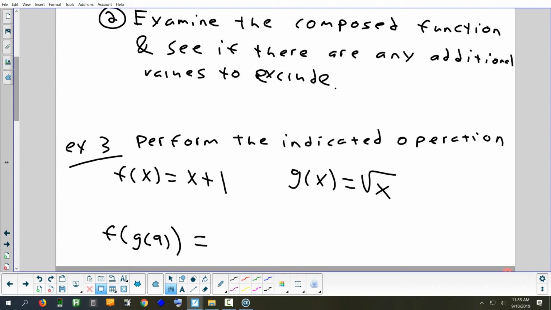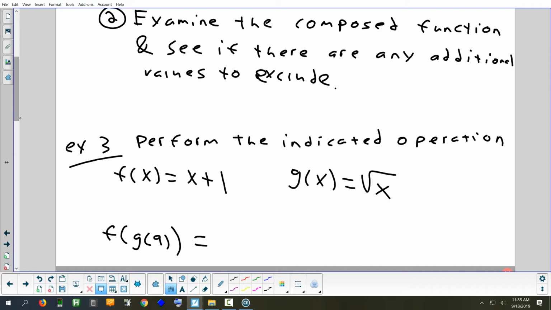So in example 3, my two functions are f of x equals x plus 1 and g of x equals the square root of x. And they want me to do a calculation. Find f of g of 9. So you always start inside and work your way out.